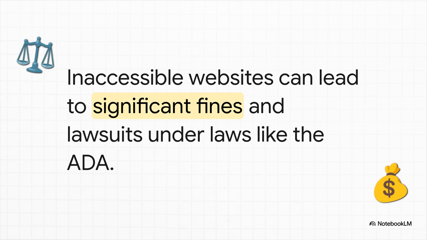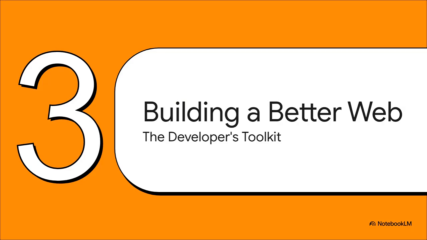Companies can and do face major lawsuits and hefty fines for having websites that people can't use. So yeah, it's not just about doing the right thing, it's a straight up requirement. All right, so we've laid out the problem, we've talked about why it matters. Now for the good part, how do we actually fix this? How do developers build a better, more accessible web?